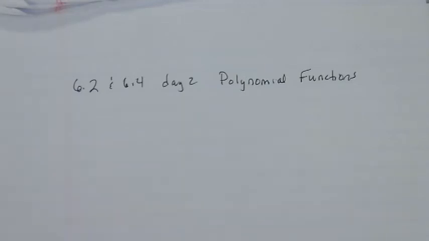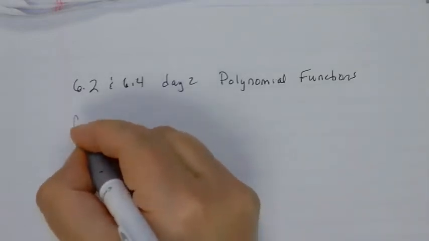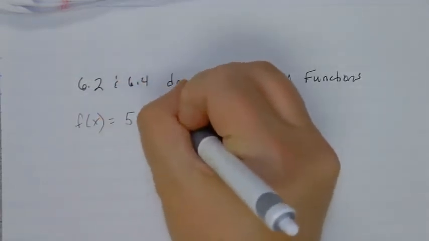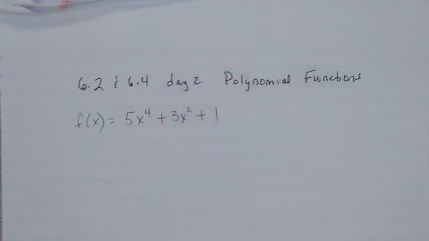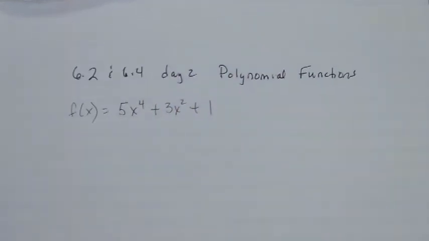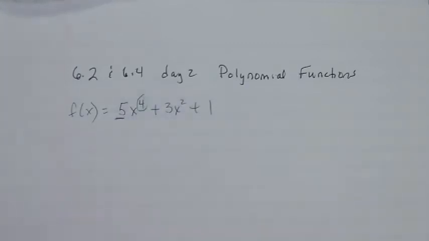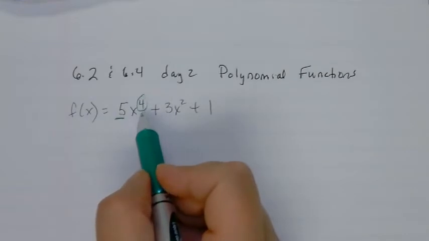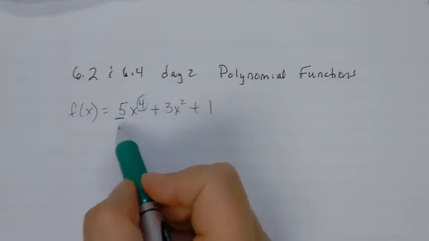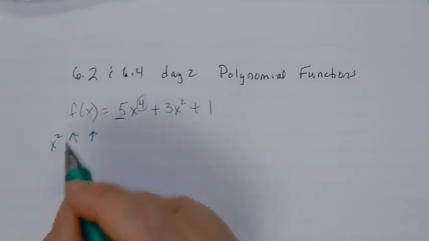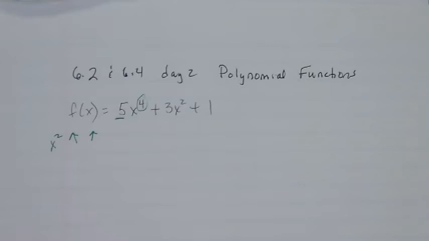Before we jump into day 2, I want to do a quick review on end behaviors. So let's just think through some here. Let's say I have a polynomial that is 5x to the 4th plus 3x squared plus 1. What determines the end behavior is this number and this number. Because this one is even, that means the ends are going to be the same. Because this is positive, that means the ends are going to both be going up, just like an x squared one. And we know that from last unit.